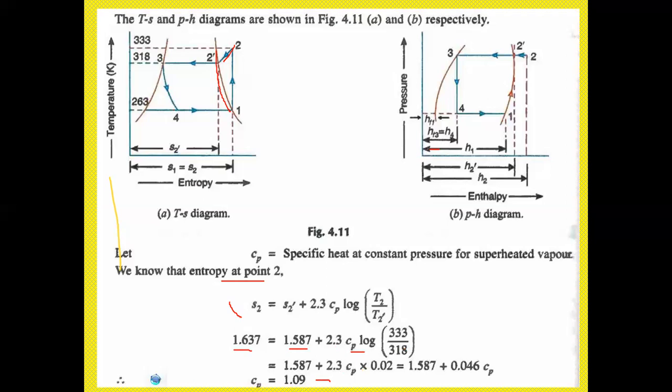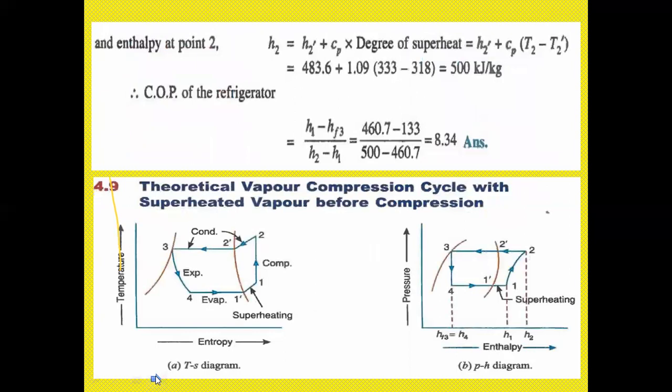1.09. Next, the enthalpy at point 2, H2, is equal to H2 dash plus Cp into the degree of superheat. So that is equal to H2 dash plus Cp of T2 minus T2 dash.